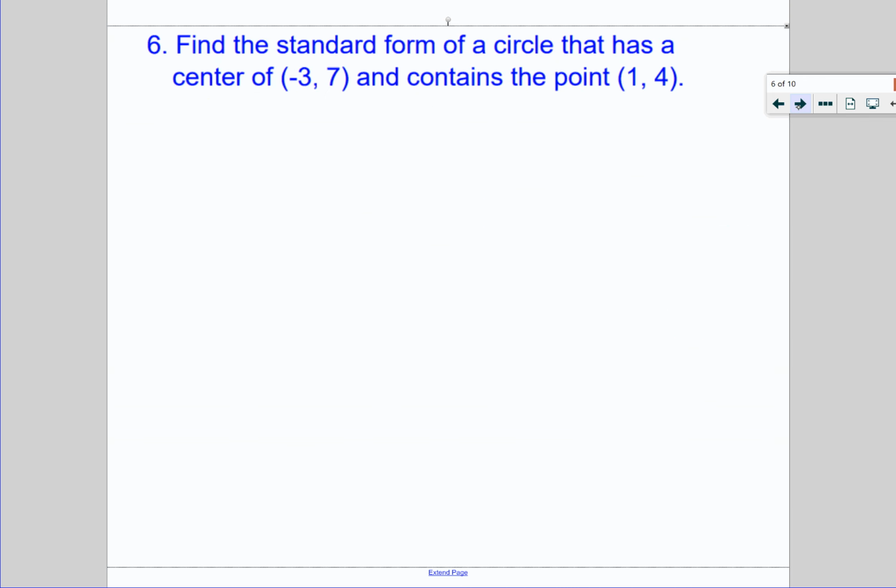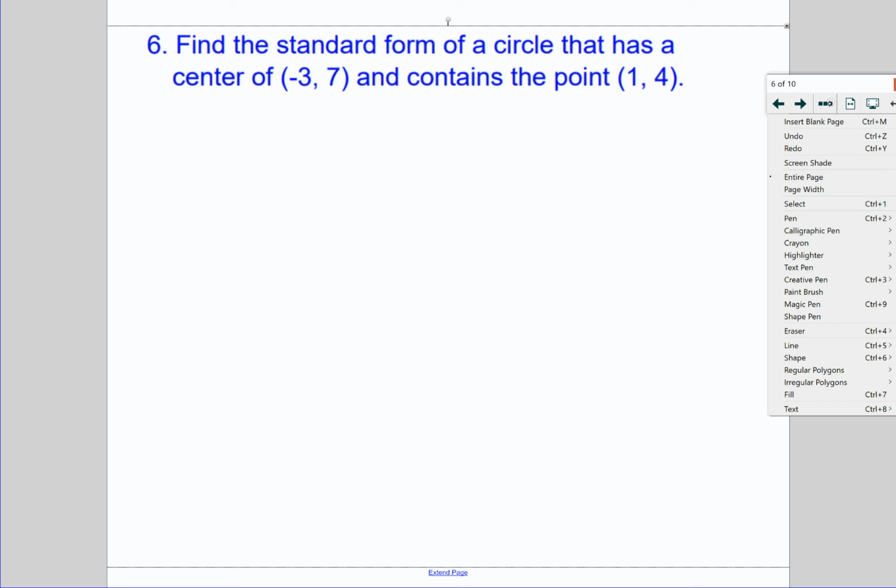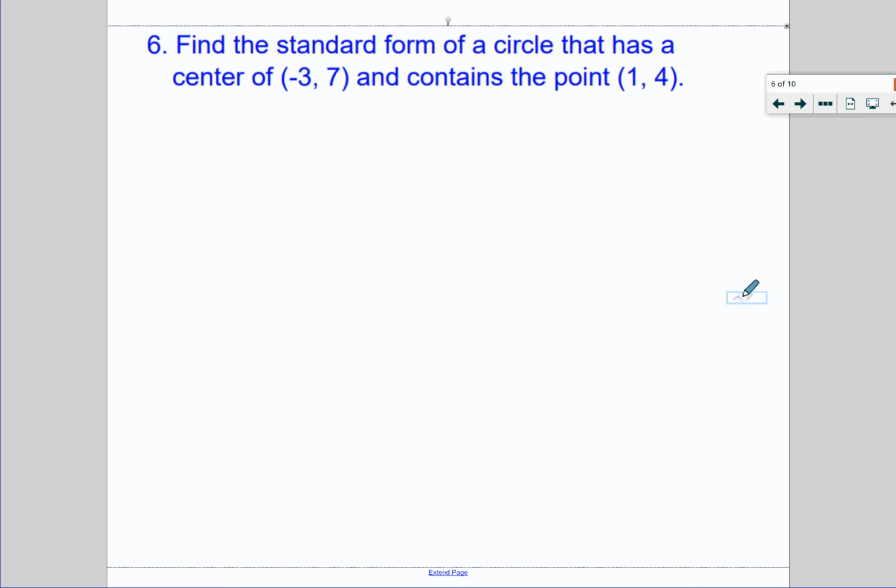Number 6, find the standard form of a circle that has a center at -3,7 and contains the point 1,4. All right, here's another formula you need to know. Circle formula is as follows: x minus h squared plus y minus k squared equals r squared. This is really similar to the distance formula. It's actually where this formula comes from. If you see the parentheses squared, it's subtraction with my x's, subtraction with my y's, add them together. We just don't have the square root over it, okay? But if you know your distance formula, hopefully you know your circle formula.